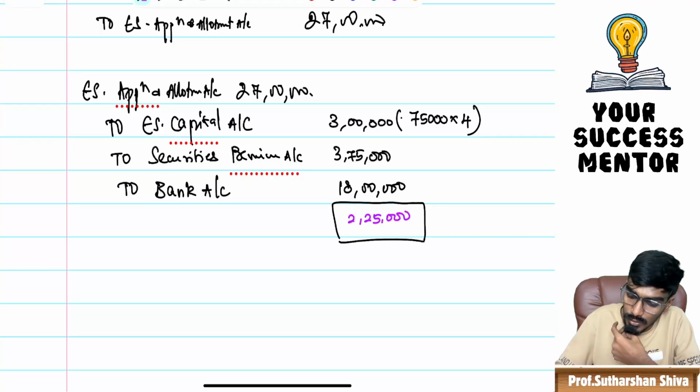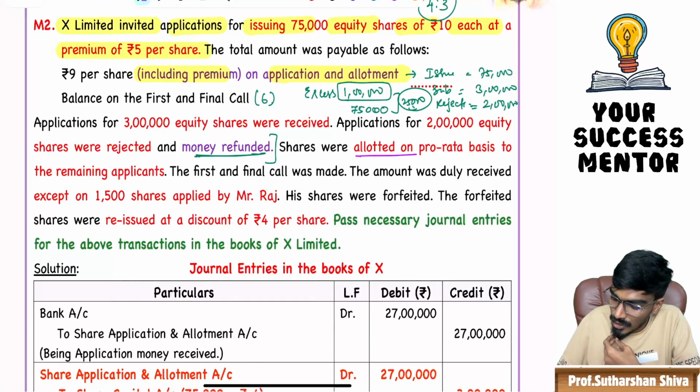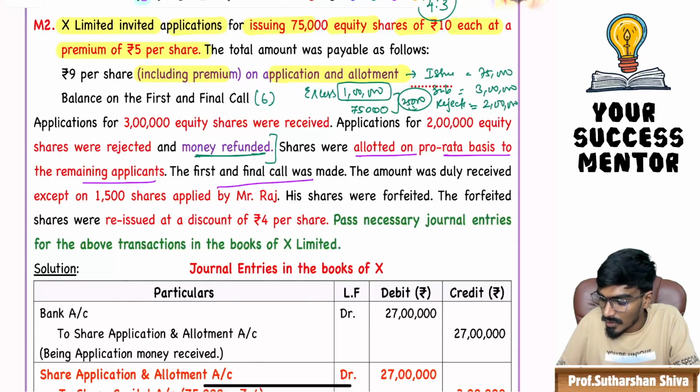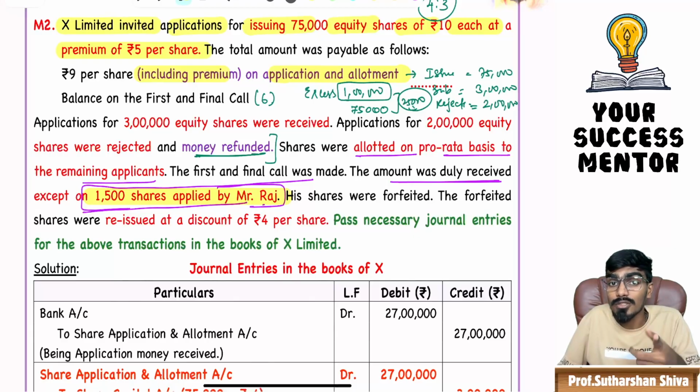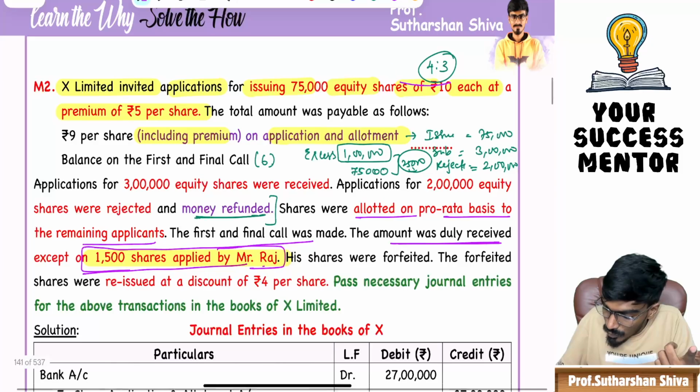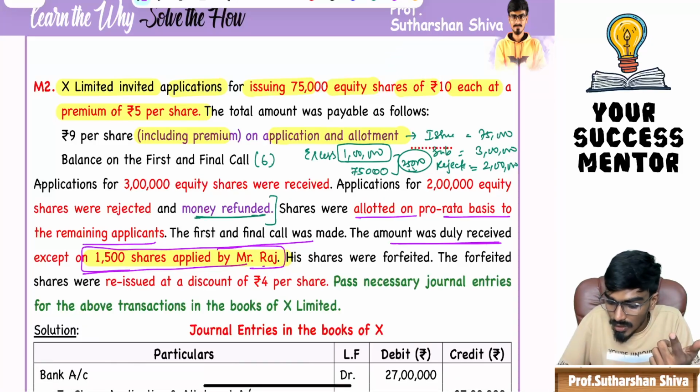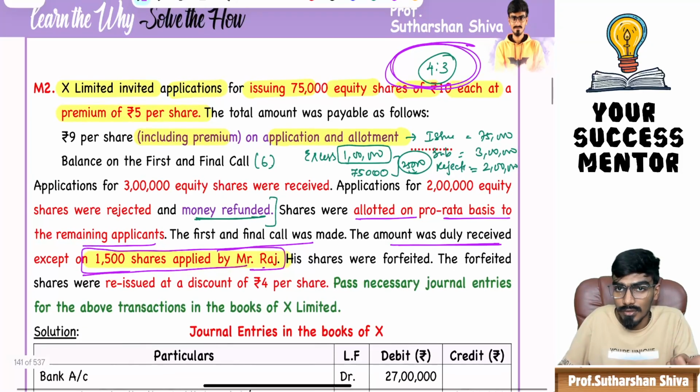What we can do? We'll go to the question. The shares were allotted on a pro rata basis to the remaining applicants. That's what we have understood. The first and final call was made. The amount was duly received except 1,500 shares applied by Mr. Raj. That is the most important part of the question. 1,500 shares is only applied. 1,500 shares is not allotted. So if you know this ratio, then it is easier for you to compute.